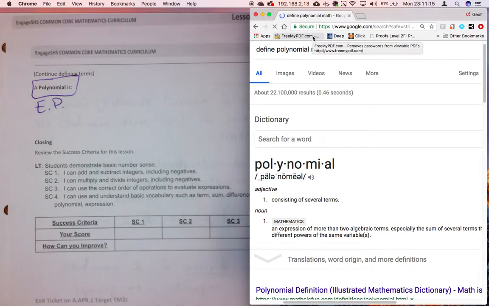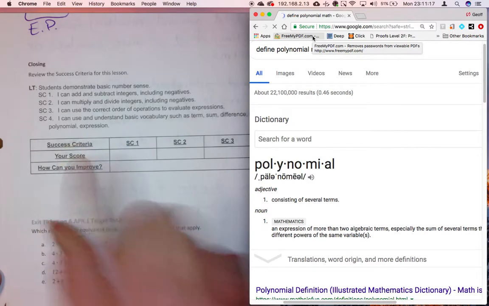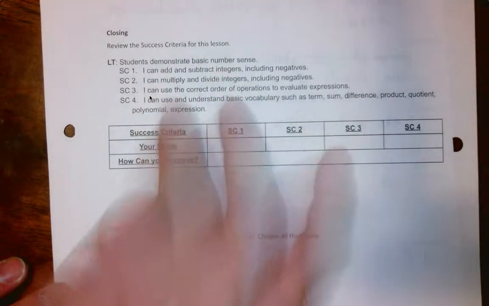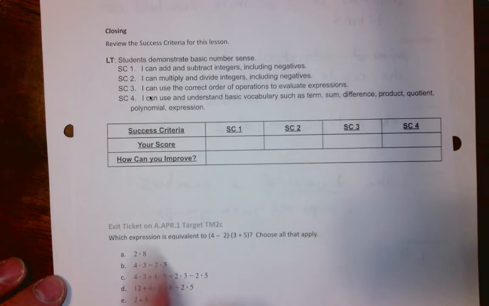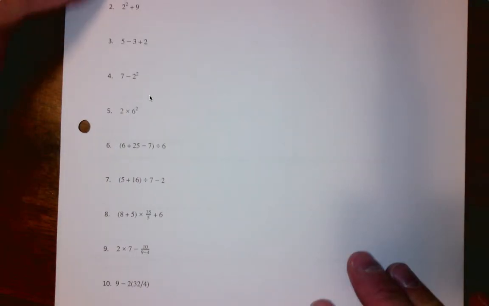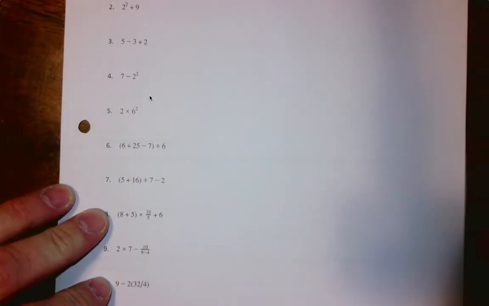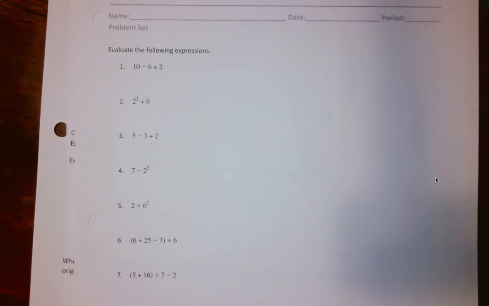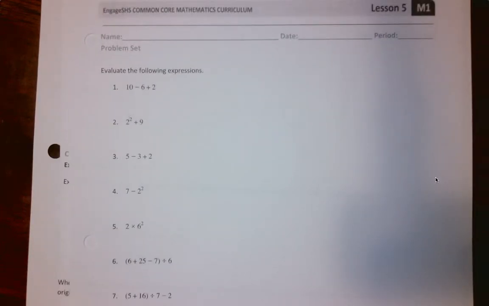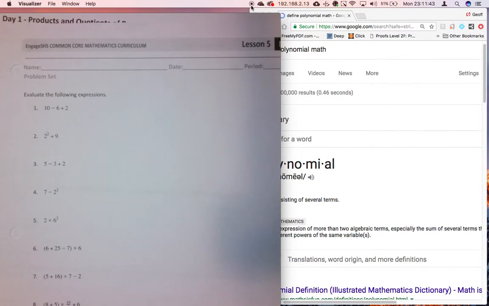Okay, that's the end of lesson 5 with some comments. Make sure that you do the closing, rate yourself, review success criteria, etc. Do the exit ticket. Those questions are important too. And then, for homework, the problem set, evaluate the following expressions. You'll likely find that many of these problems come from some Khan Academy work that you need to be working on too, or from some older stuff like pre-algebra work as well. Okay, I'm going to go ahead and end the video. And so in ending the video, I'm expecting you to move on to lesson 6 when you're ready. Get this work done.